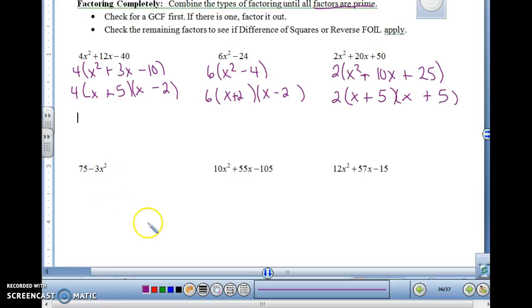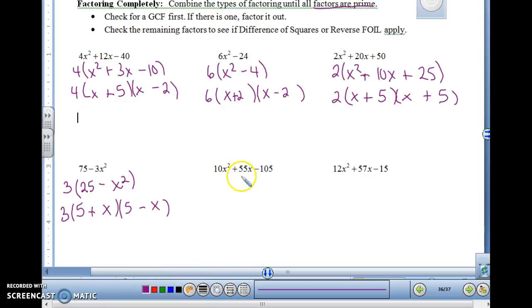75 minus 3x squared. GCF would be 3. If I factor out the 3, I'm left with 25 minus x squared. Now, is this difference of squares? Yes, it is, but notice here the x is on the other end. That doesn't matter. When you factor it, you have to know where it goes. So your first term on here isn't going to be x and x, it's going to be 5 and 5. Plus and minus, and then x and x. There we go.